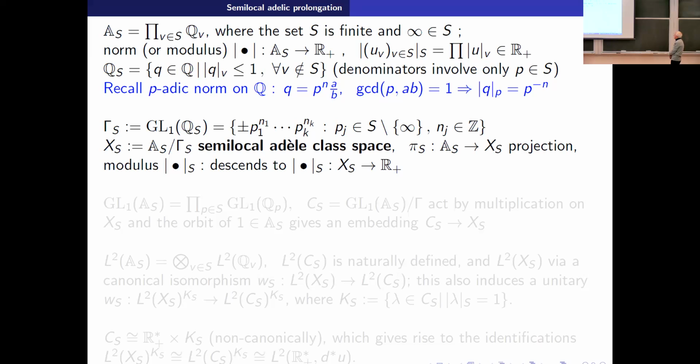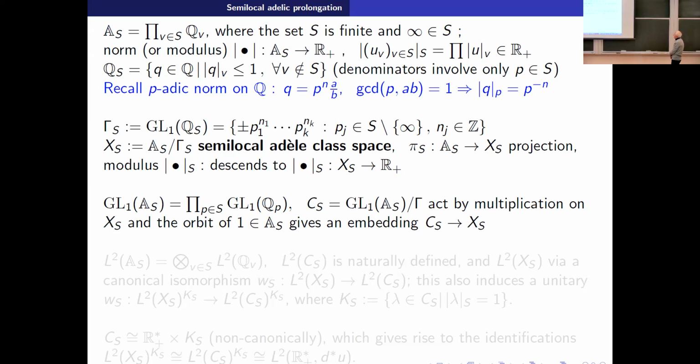And now the semi-local adele class space is the quotient which Alain already mentioned, which is a non-commutative space as soon as you add more than one prime to the Archimedean place. You have a projection, and the modulus, or the norm, whatever you want to call it, descends to this space.